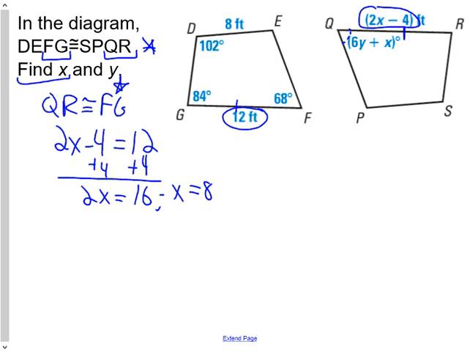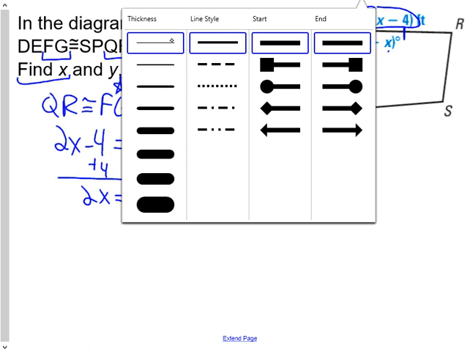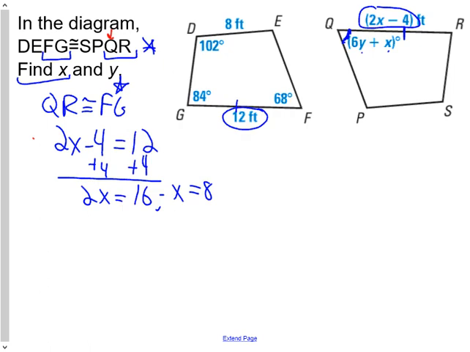Next, Q angle also had x, but has y as well. So what other angle corresponds with Q? Right, so third letter is going to be DEF. Angle F and angle Q are equal. Again, just stating the obvious here in the math, but that means 68 degrees equals 6y plus x.